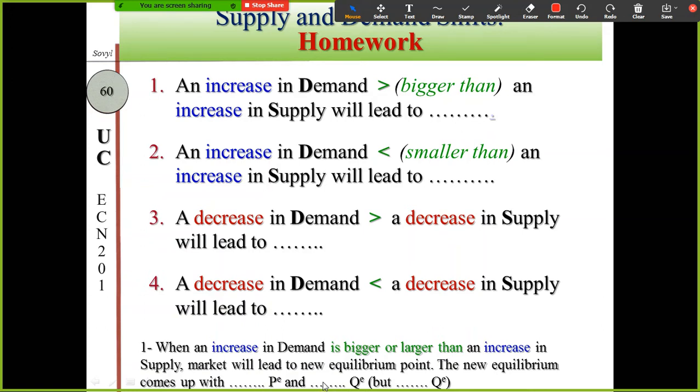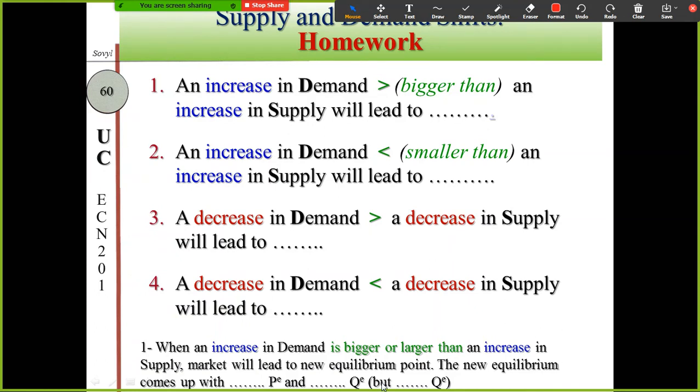For quantity, price and quantity may go in the same direction. For example, it comes up with a higher price and higher quantity equilibrium. Okay. However, in some conditions, price and quantity do not go in the same direction. They go in opposite directions. If the price goes up, more expensive, but the quantity goes down, you need to use "but".